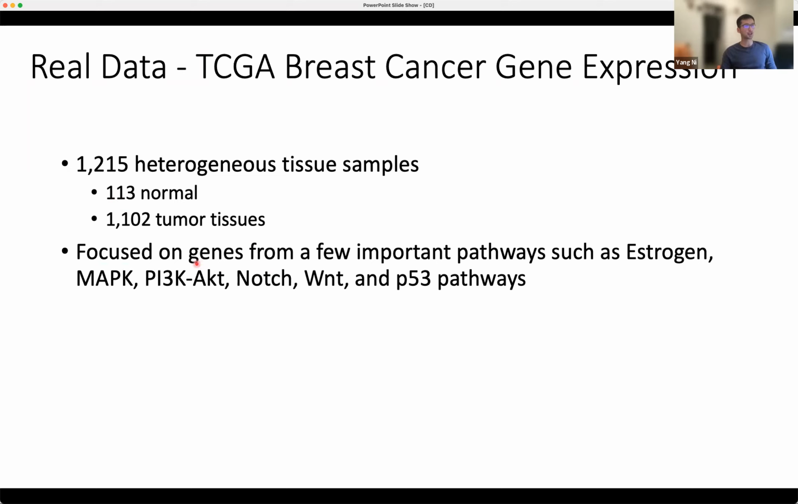We're going to focus on genes from a few important pathways. Part of the reason is the method is not very scalable yet. It's a Bayesian method, but also we know these genes are very important for breast cancer. Okay, so we're going to focus on this set of genes. And even though we do know the tissue states, some normal, some tumor, when we fit our model, we pretend we don't know. So we use this information as a sort of validation.